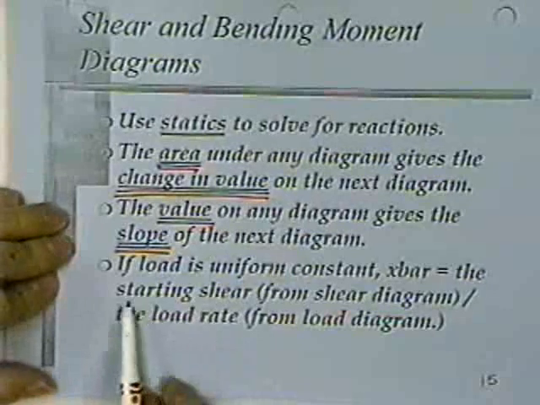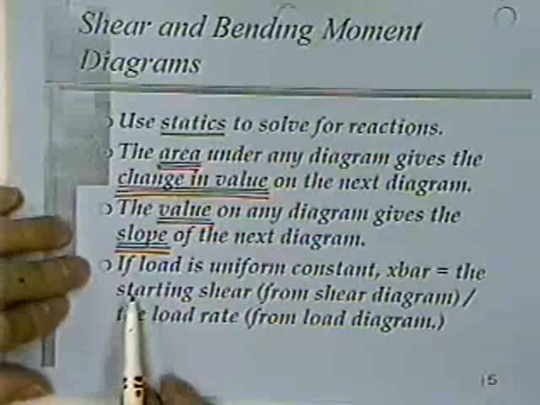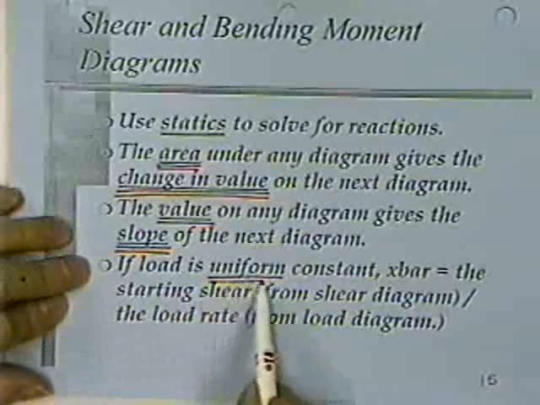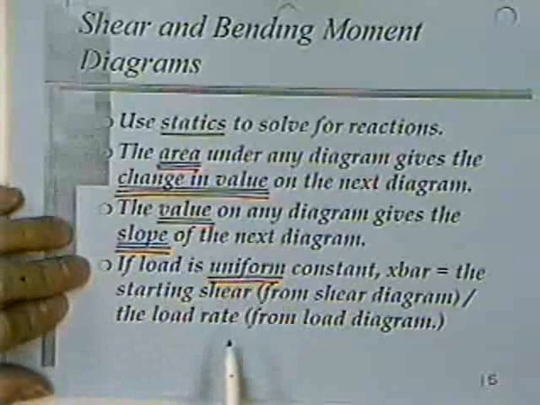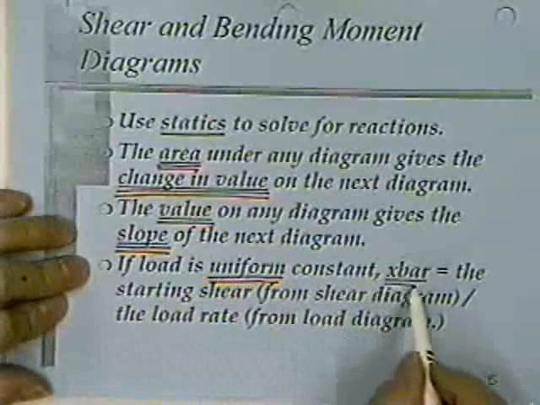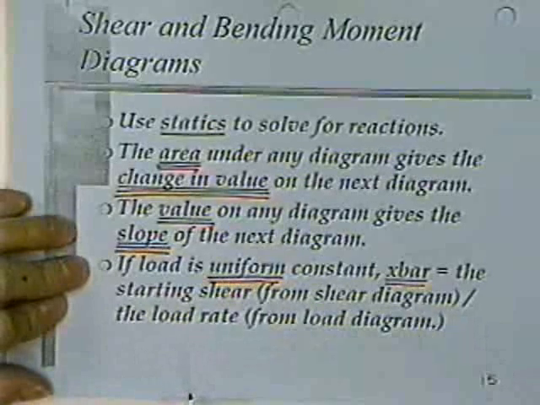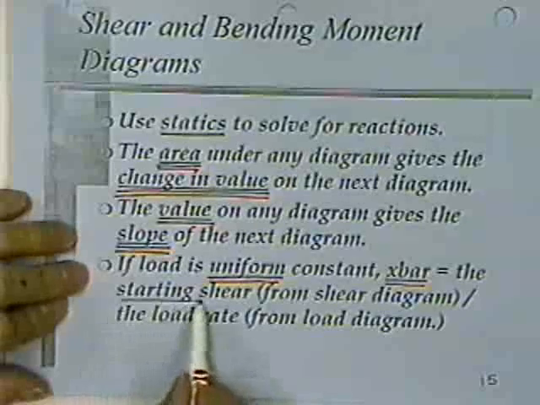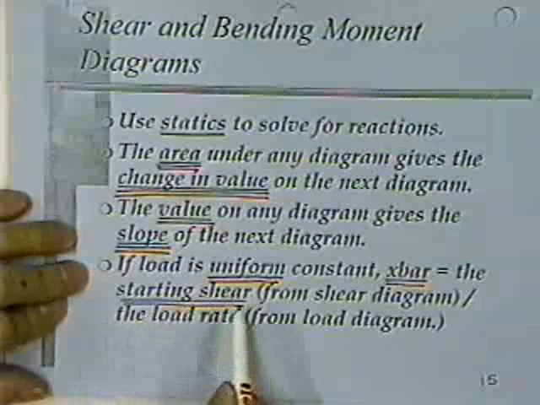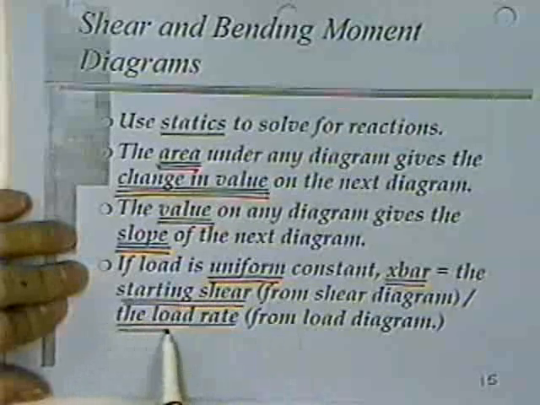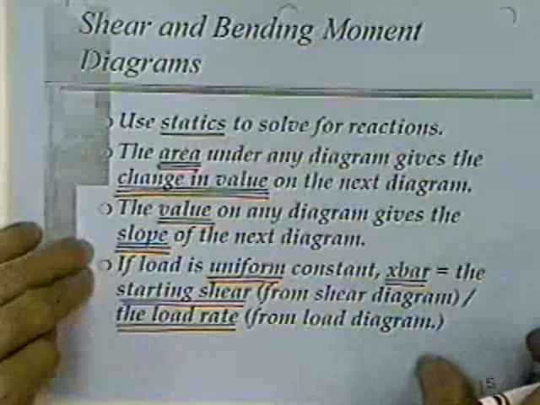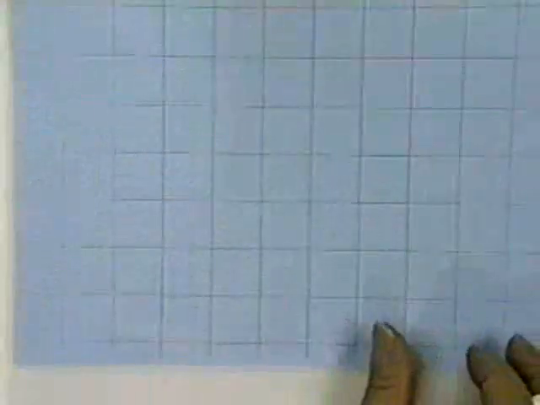Finally, and we'll use this to make more sense, as we start to use it and then come back. If the load on the beam is a uniform load, same magnitude, just runs across the beam at the same height, then you'll be able to calculate a property on the next diagram called X-bar. And the value will be how high is the shear diagram, and then how fast is it being mashed down. It'll be the starting shear divided by the load rate. All right, those will make a lot more sense once we start doing them.